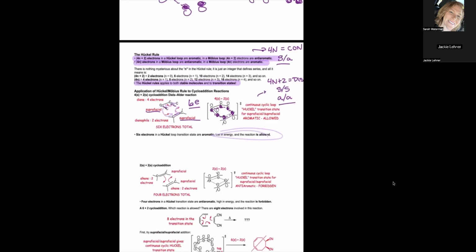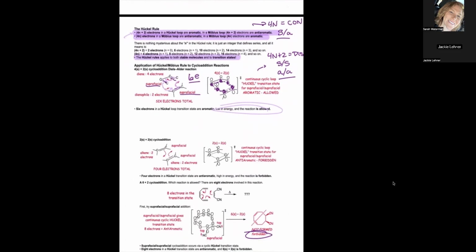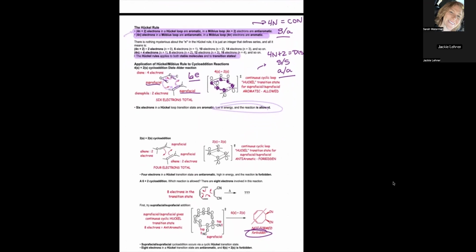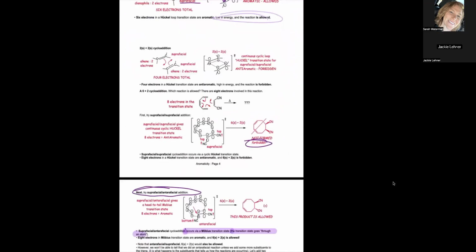Anything that is... where is it? Whatever. Okay, right. It's the same thing. But 4n plus 2 electrons in the Hückel loop are aromatic, right? So that means it will work. It's lowest in energy, so it's allowed in a Hückel loop. Hückel loop just means that there's no twisting of these p orbitals. Nothing is going through the Möbius, it just means the energy is going through the atom.